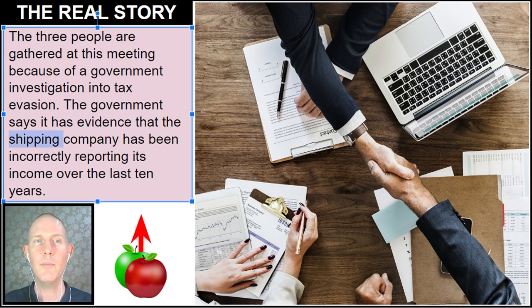So it looks like the company is a shipping company, all right? And the government says that you've been incorrectly reporting your income over the last 10 years. So incorrectly reporting means you say that you're earning a certain amount, but you're actually earning a different amount. All right. So let's do pronunciation.